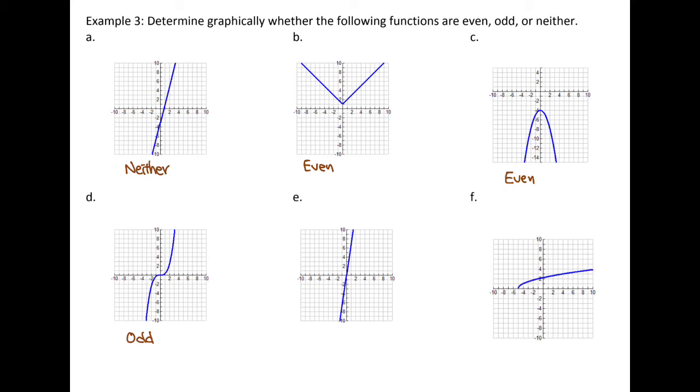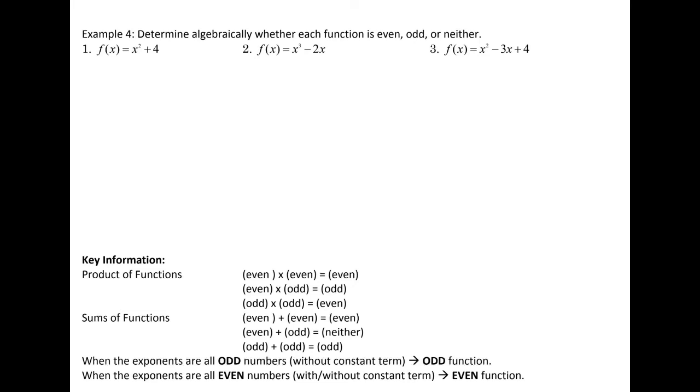Part E, this graph also looks like it has a rotational symmetry. Let's use a point to check. The point here is (1, 6). (-1, -6) is also on the line. Therefore, part E is also an odd function. Part F, it is not symmetrical around the y-axis, and it doesn't have the rotational symmetry. Therefore, neither. Example 4. Now we're going to determine algebraically whether or not each function is even, odd, or neither.